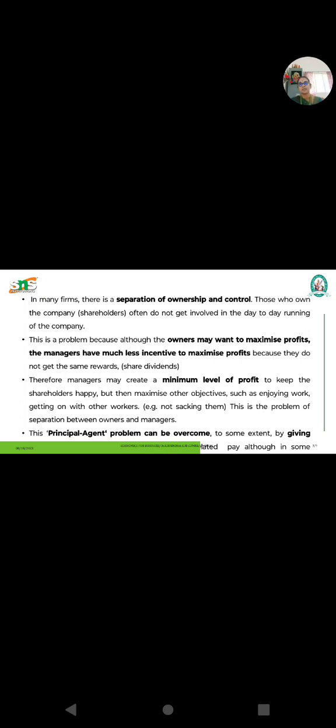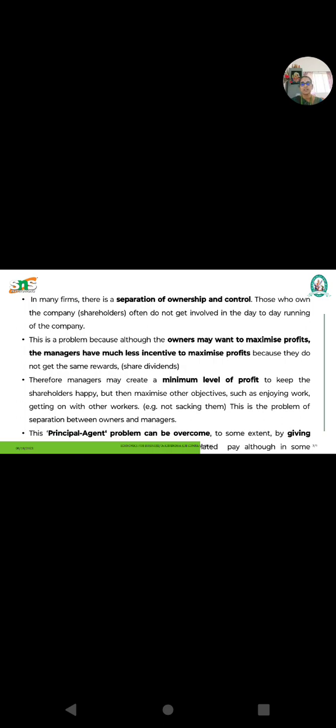Here, in most of the firms, the ownership and control are separate, because the owner is one person and the control will be in another person. The owner may not be directly involved in the day-to-day running of the company. The main problem is the owners may want maximum profit, whereas the managers may have less incentive to maximize the profit, because they do not get the same rewards, that is, dividends.